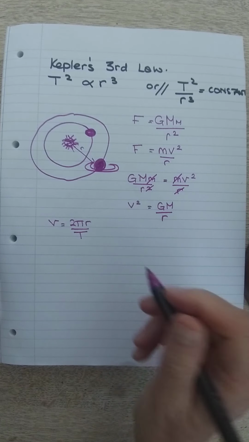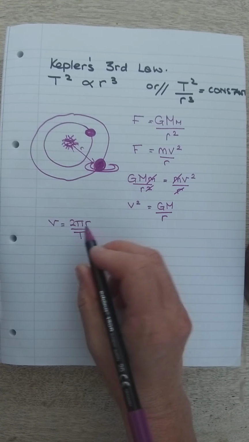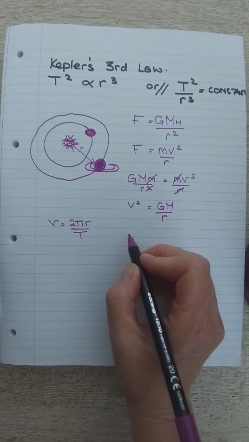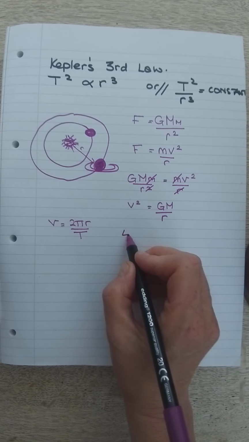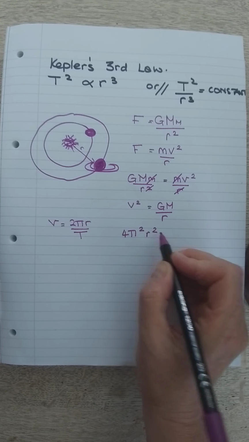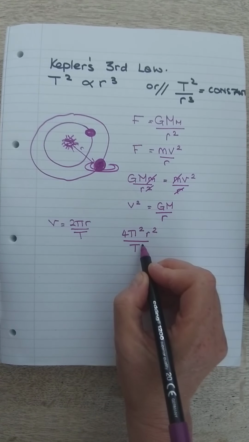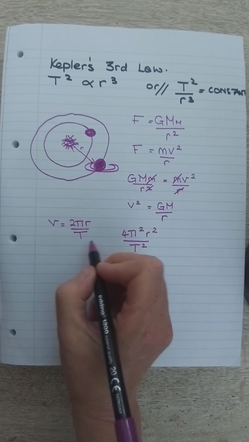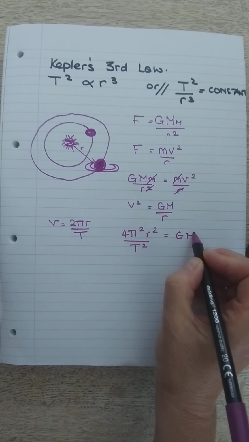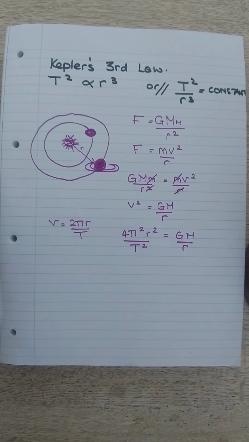So v squared, that's the equivalent of this squared here. So it's 2 pi r, so that 2 times 2 is 4. Pi squared r squared, all divided by the time period squared. So I squared everything here because it's v squared, is equal to G m over r.